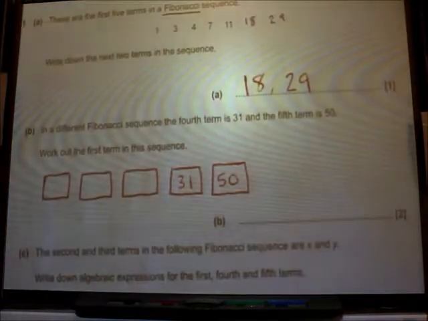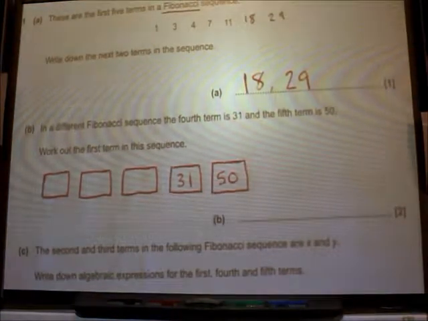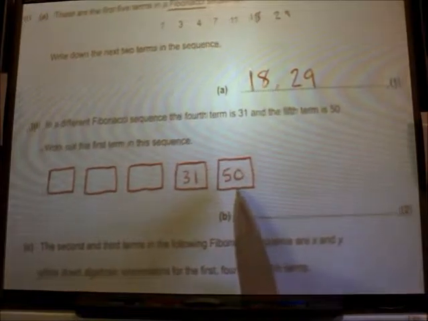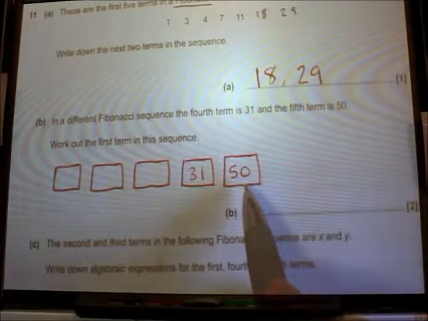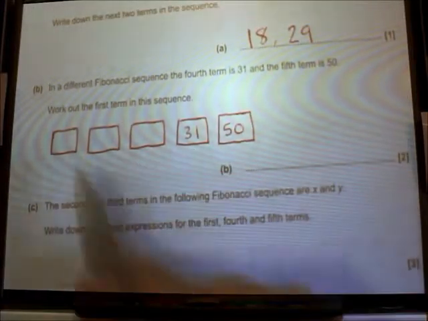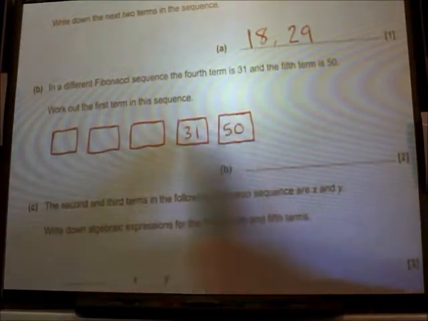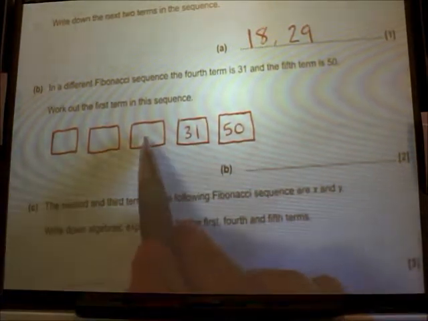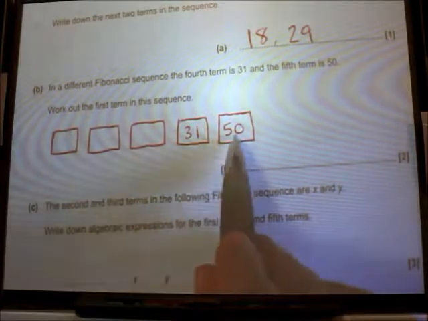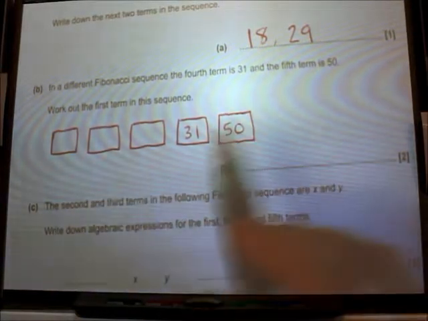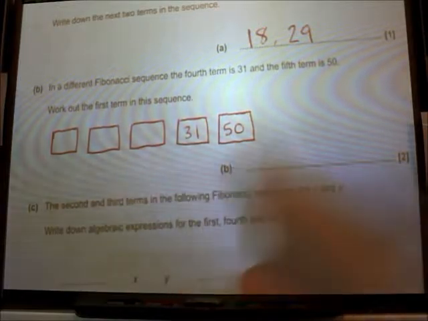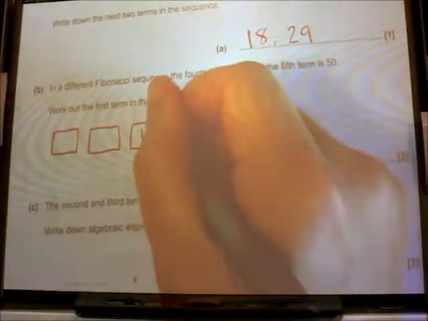Next one. In a different Fibonacci sequence, the 4th term is 31 and the 5th term is 50. Work out the first term in this sequence. That's your 4th, because that's your 1st, 2nd, 3rd, 4th and 5th term. I've done it like this to make it easier. So basically, what do you add to 31 to get to 50? You could do 50 take away 31. Anyway, in there it would be 19.